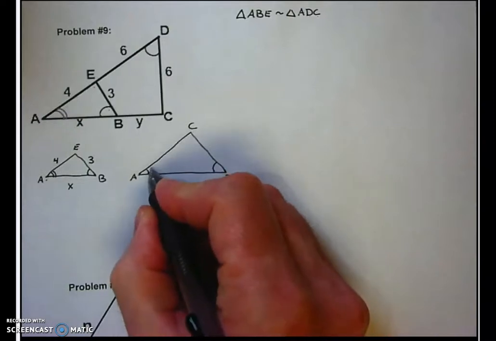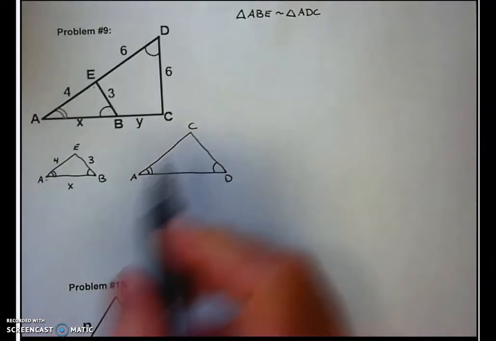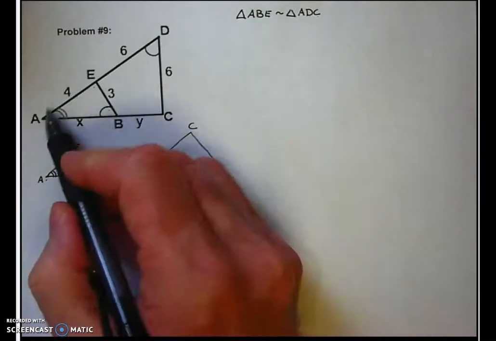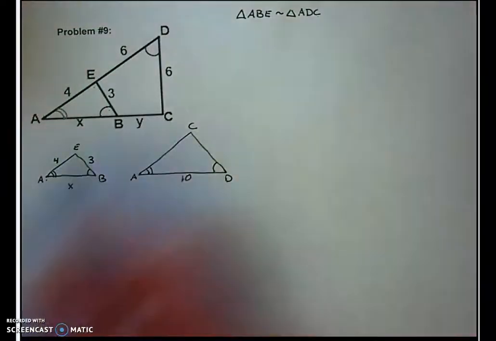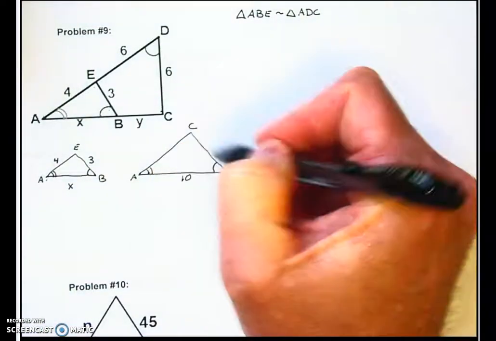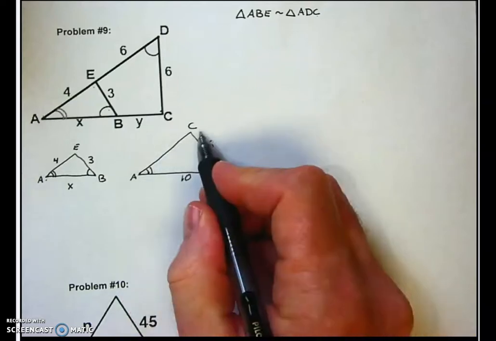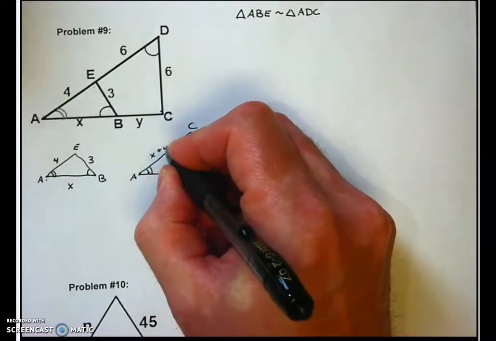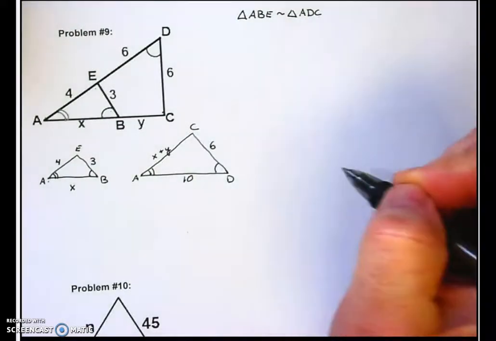So first of all, A has 2 arcs, D has 1, C has none. We know that AD has a length of 10. DC has a length of 6. And then AC has a length of X plus Y. So let's see if we can use this similarity statement to find the missing pieces.